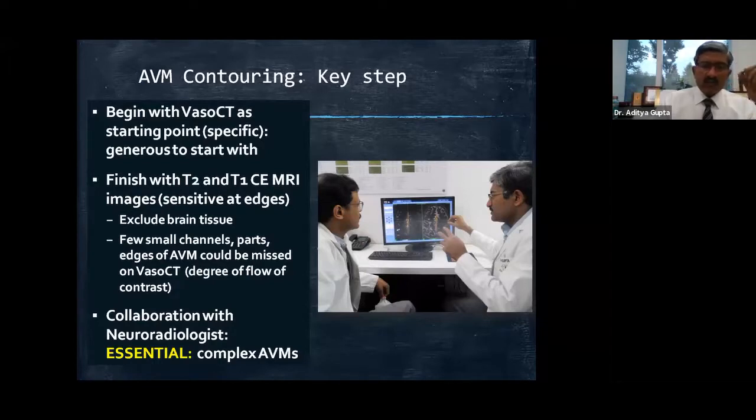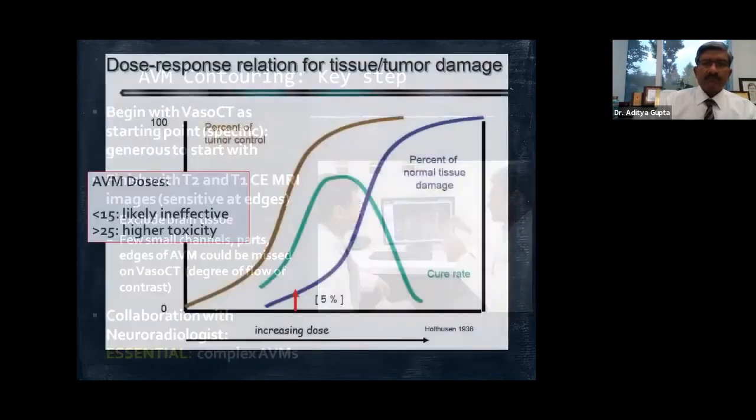Now, whenever treating complex AVMs, one thing which I have found very helpful is to use all the help from my neurointervention colleagues. And this is my neurointervention colleague, Dr. Vipul. And together we are discussing when I'm contouring one of the complex AVM cases.